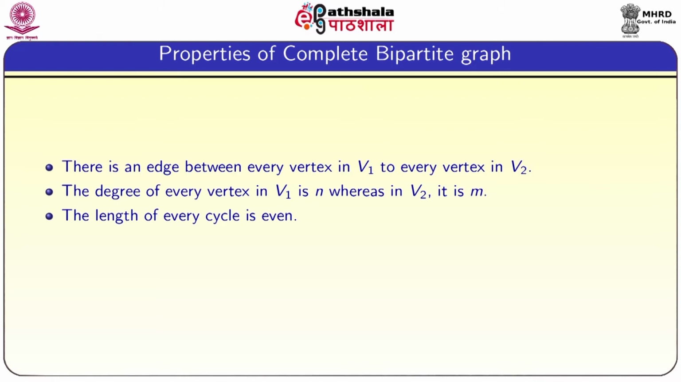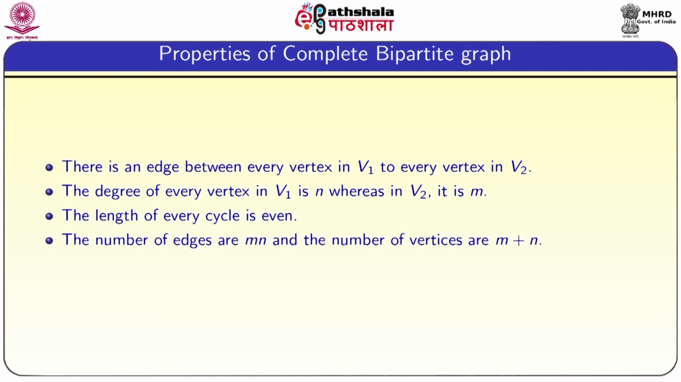Here we need to check carefully, but we are going to give a proof for it. In fact, we will prove that the length of every cycle in a bipartite graph is even. Also, we have not defined what a cycle means, so we will define it later. And the number of edges is m times n and the number of vertices is m plus n.